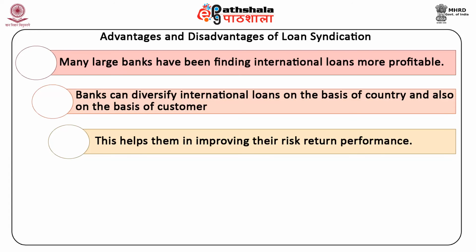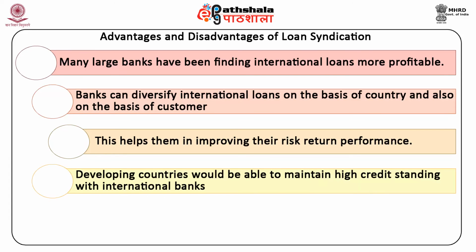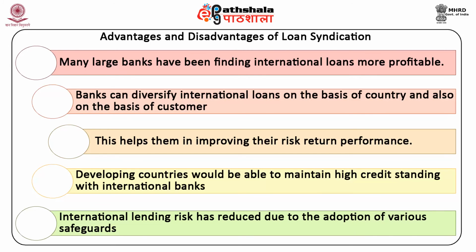Third, developing countries would be able to maintain high credit standing with international banks. 4. International lending risk has reduced due to the adoption of various safeguards such as credit insurance programs in the lender's own countries, guarantees by parent companies with respect to loans to its affiliates, and also guarantees by the host government.